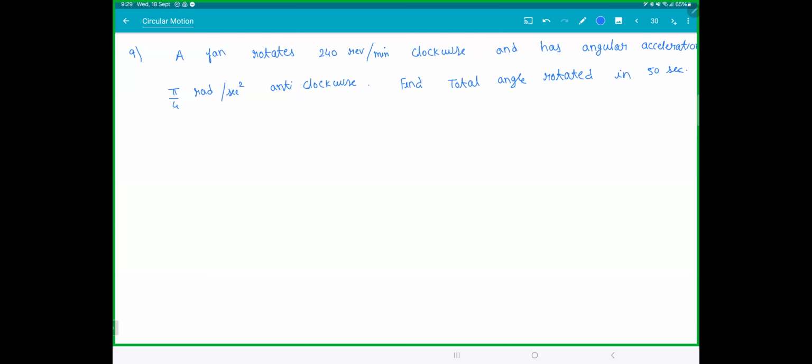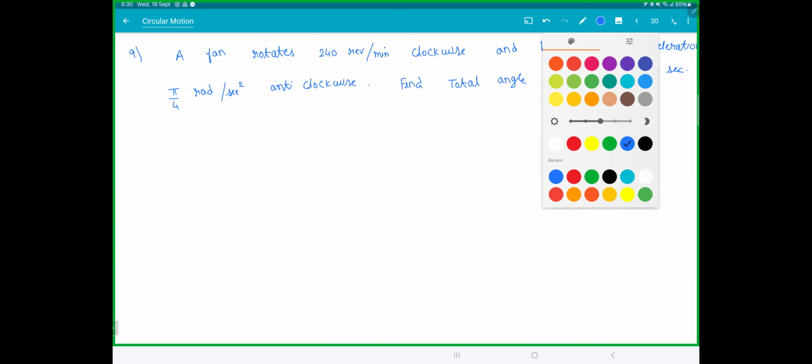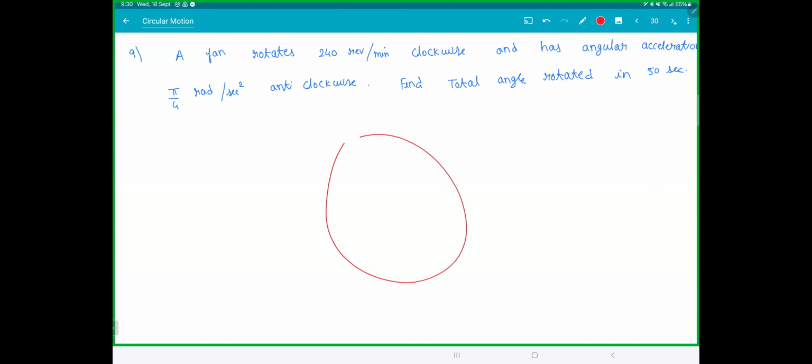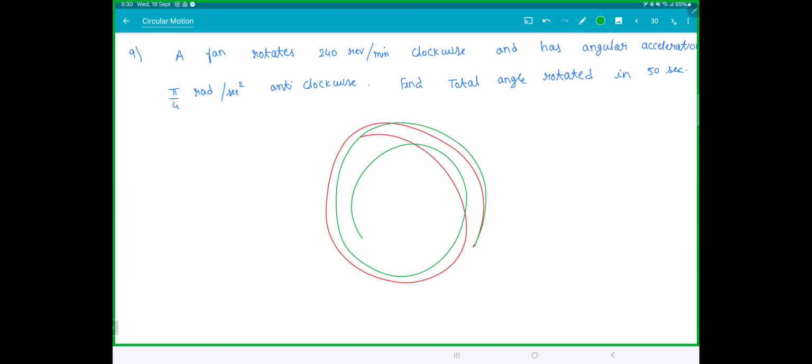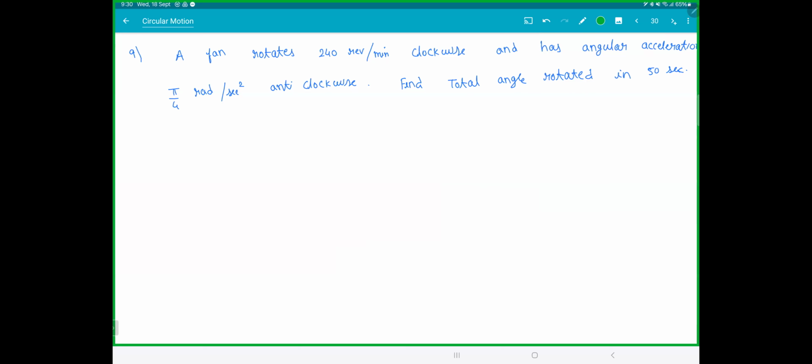So if you see your fan, it rotates in one direction, right? So if you take a broom or something and rotate in the opposite direction and then switch it on, what will happen? First it will continue to go in the same direction, but it will slow down, slow down, stop, and then it will go in the opposite direction. So that is what is happening with our question here. Initially, fan is rotating clockwise, but then the acceleration is anti-clockwise. So eventually, fan is going to stop and rotate backward. So find the total angle rotated in 50 seconds.